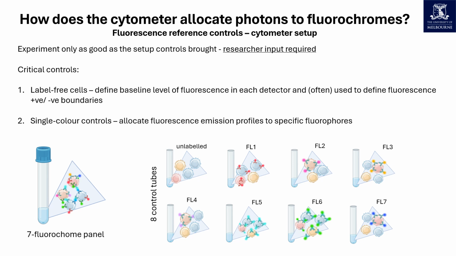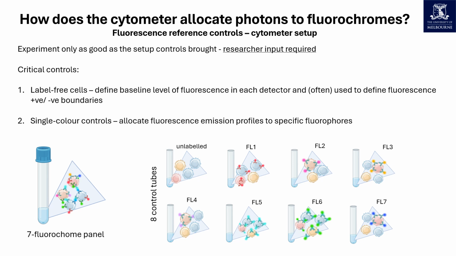It is therefore critical that, as well as bringing along a fully labelled sample, each experimental setup includes controls to define fluorescent signatures. Firstly, unlabelled particles of the type being analysed are required to set up and define baseline levels of fluorescence, that is, autofluorescence, in each detector. Secondly, single colour controls, where particles are labelled with one fluorophore at a time, are required to define the emission of each fluorophore by itself.